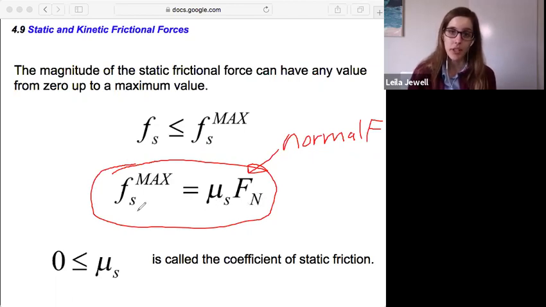Note, this is not a vector equation. The force of static friction is not in the same direction as the normal force. In fact, they will always be perpendicular to each other. So you have to fill in the direction of the static frictional force to oppose whatever force is acting on it.